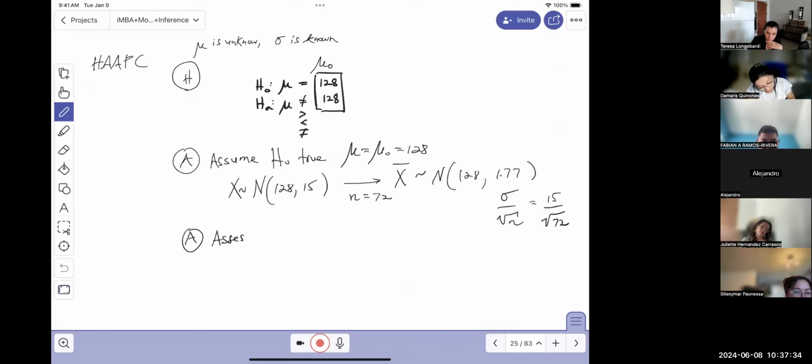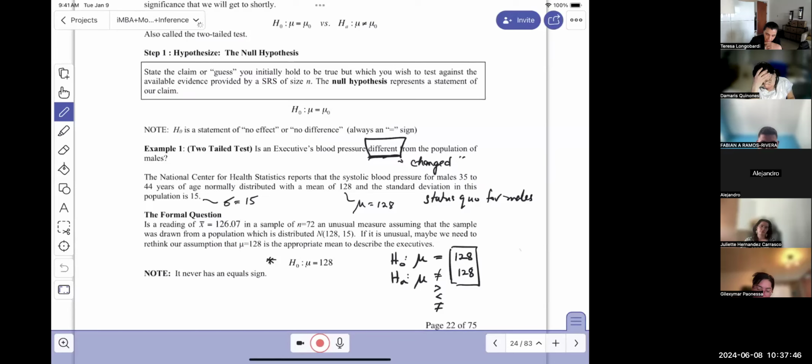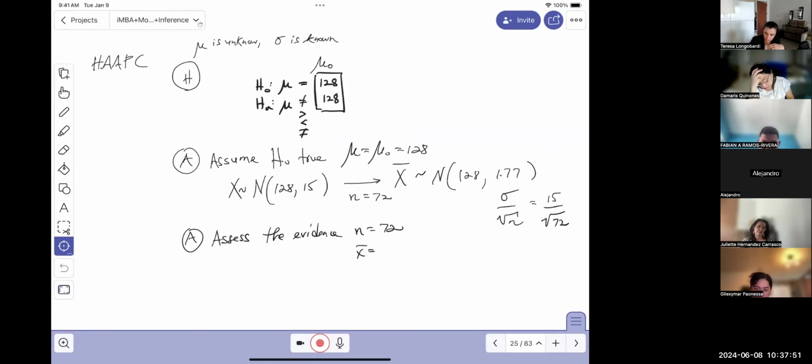Next step, we're going to assess the evidence. What's the evidence? Well, we took a sample of 72, and we are told in the problem that the sample mean of the 72 is 126.07. Okay, let's take a step back and stare at it like we did the last problem, the hypothesis problem. Is this 126.07 different from 128 we hypothesized?